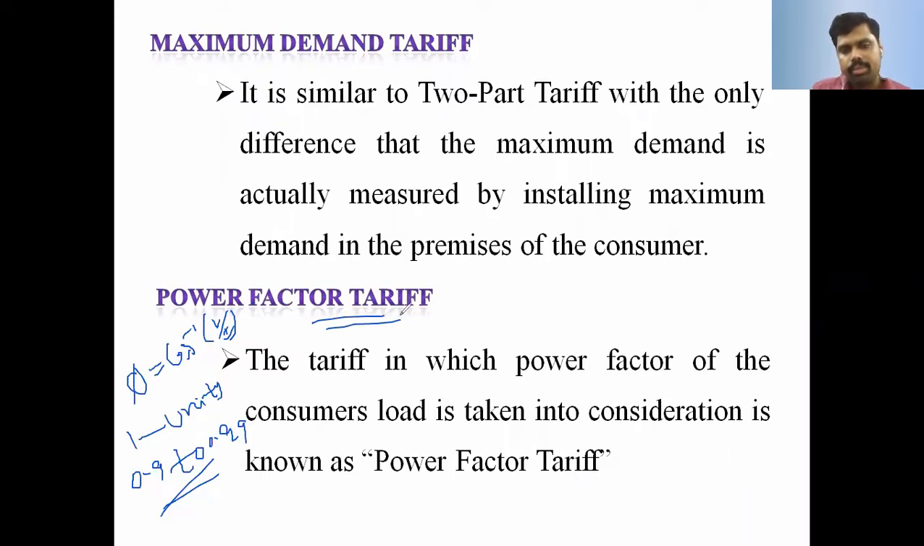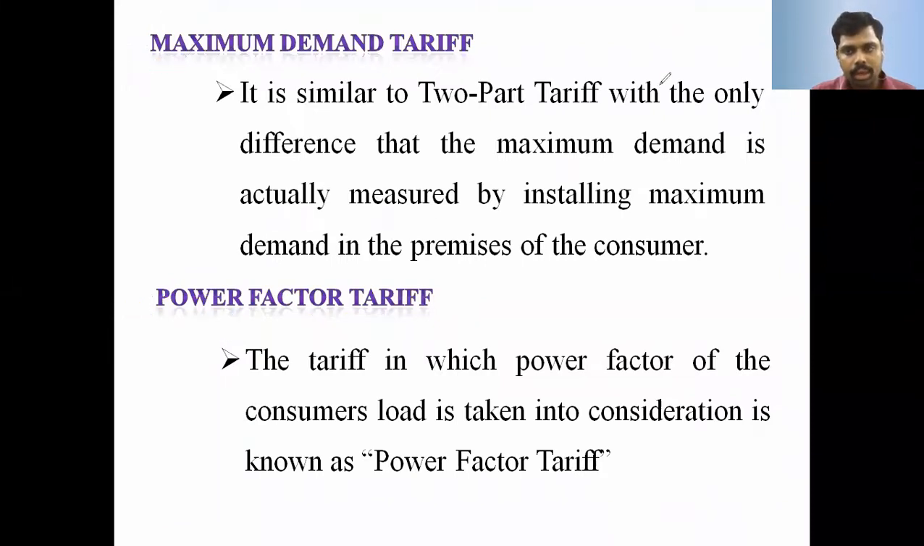In that industry, a power factor meter will be fixed. The power factor meter records the power factor during the period. Whenever the power factor is below 0.9, a penalty amount is automatically added to the energy bill. Penalty is nothing but an additional charge. This is also applicable for the industrial consumer, but the drawback, in the maximum demand tariff and the power factor tariff, is that we need to keep an additional meter. Here we need to fix the maximum demand meter, and here we need to fix the power factor meter.